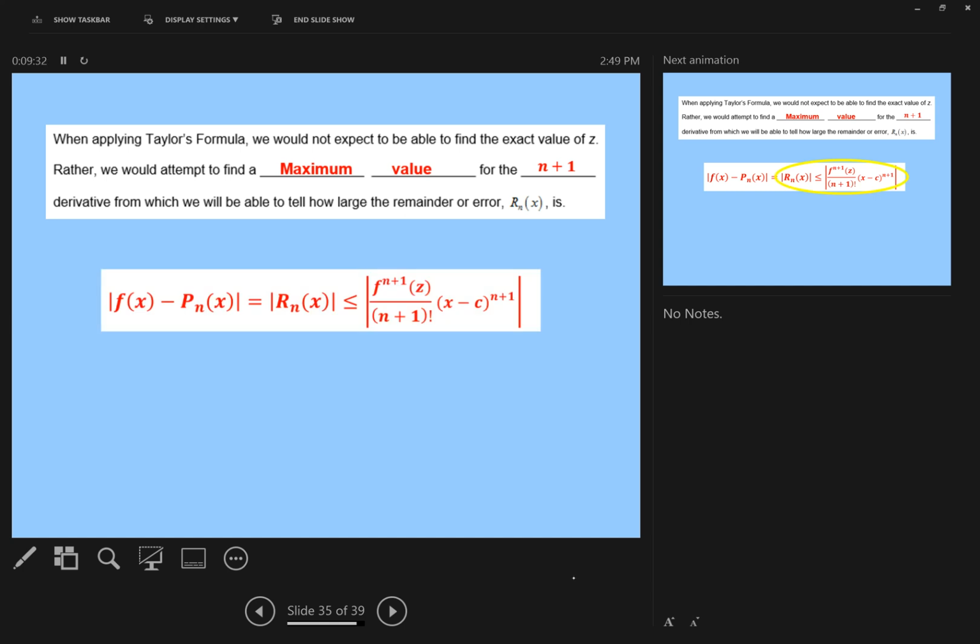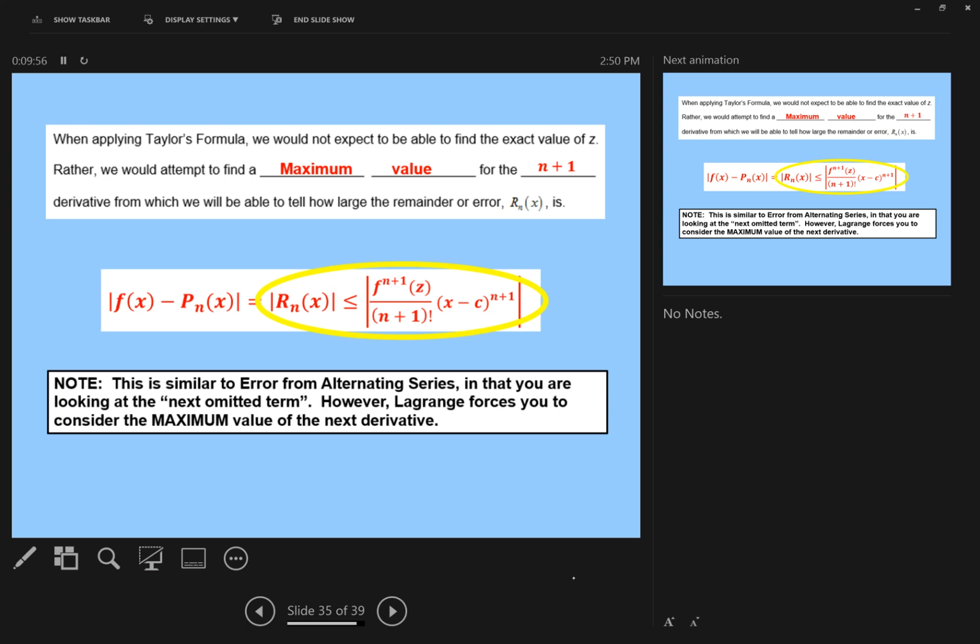So again, the f of x minus p, that's just the notation for remainder. I automatically say, okay, remainder or error is less than or equal to, and I present that notation. And I present it in absolute value because we don't care about positive or negative, right? When we're talking about a remainder, because in the end we're going to add it to one side and subtract it from the other side. Okay.